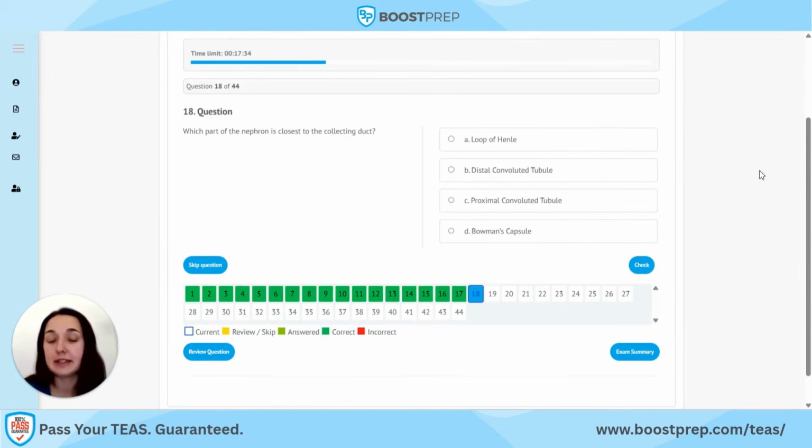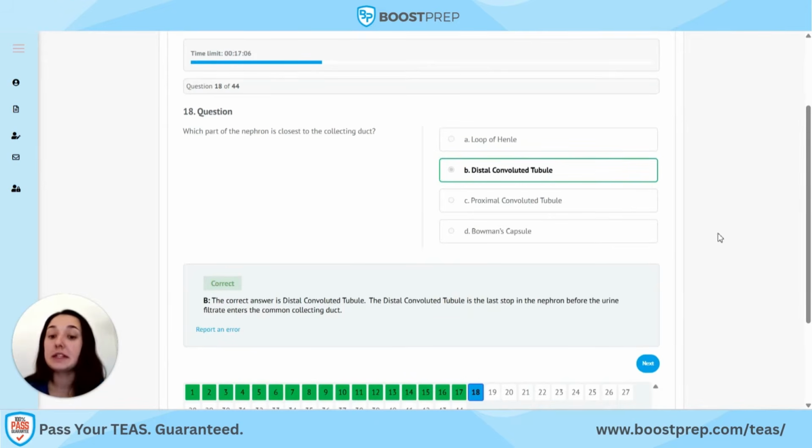Which part of the nephron is closest to the collecting duct? A. Loop of Henle. B. Distal convoluted tubule. C. Proximal convoluted tubule. D. Bowman's capsule. The correct answer is the distal convoluted tubule. That is the last stop in the nephron before the urine filtrate enters the common collecting duct.